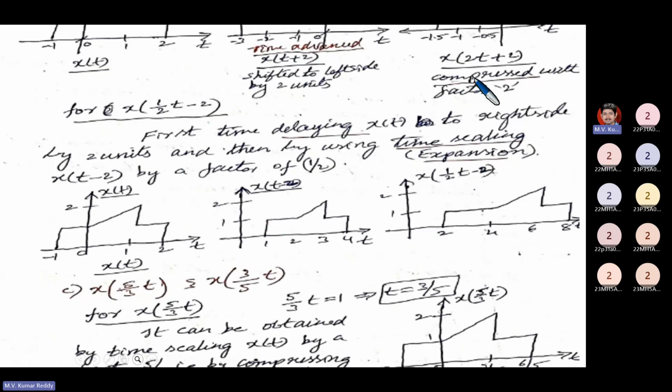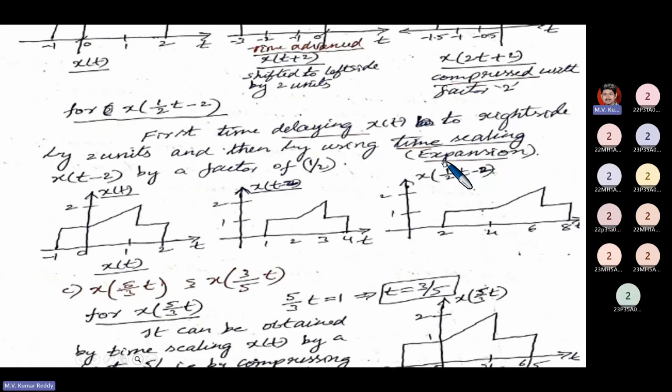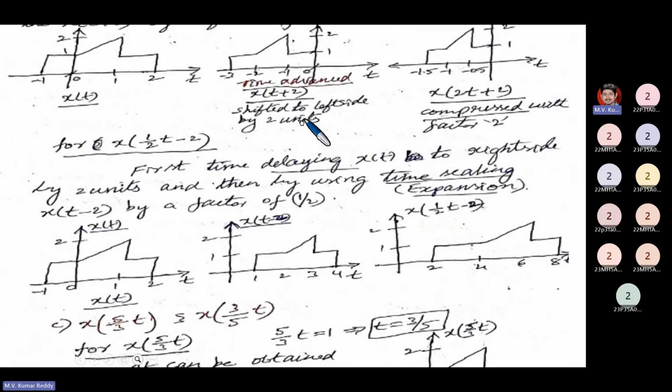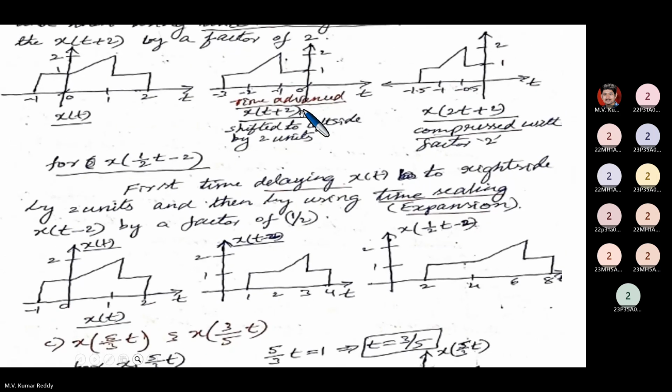Previously it was compression, now it is expansion. Now what is the property used here? Time scaling. In time scaling, what is the sub-property? Time expansion. So here is time compression, here is time expansion. Here is time advance, here time delay.